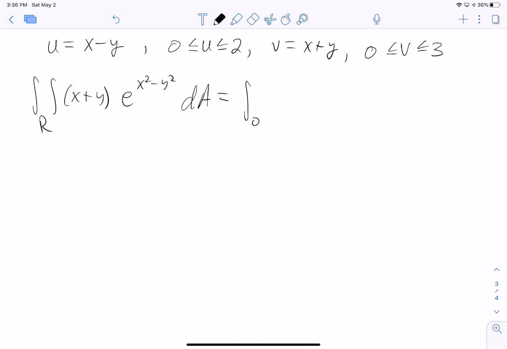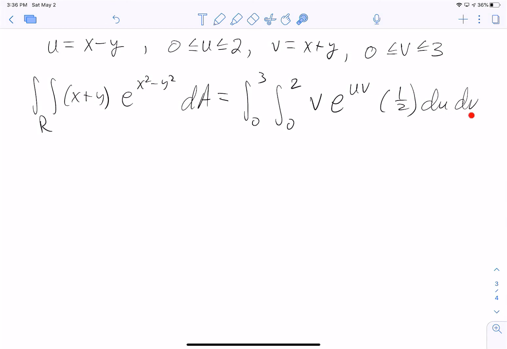v is going to go from 0 to 3. u is going to go from 0 to 2. We determined that earlier in this process. Then the integrand is going to be v e to the, now x squared minus y squared is of course the product of u and v, so v e to the uv. Don't forget the Jacobian, 1/2, and then du dv.